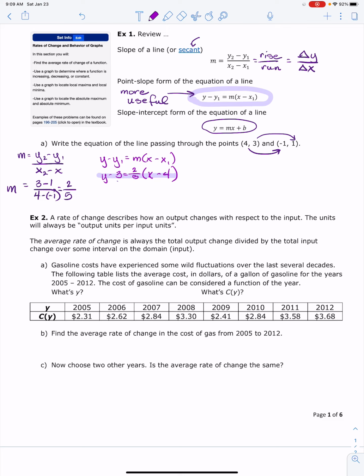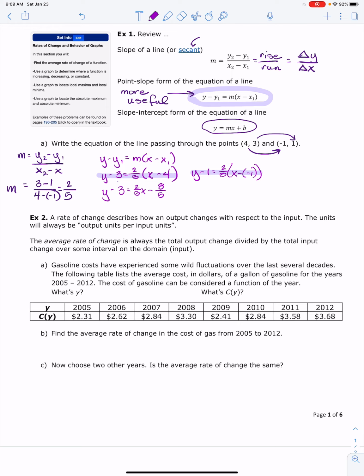I could have also plugged in the other point. That would have given me y minus 1 equals 2/5 times x minus negative 1. And I am going to go ahead and convert both of those to slope intercept, just to make sure I haven't made any mistakes. I get y minus 3 equals 2/5 x minus 8/5.